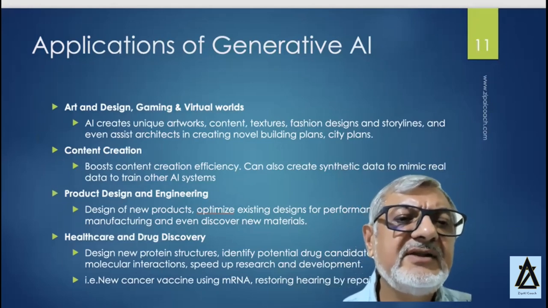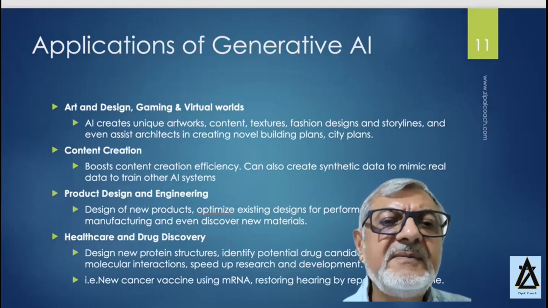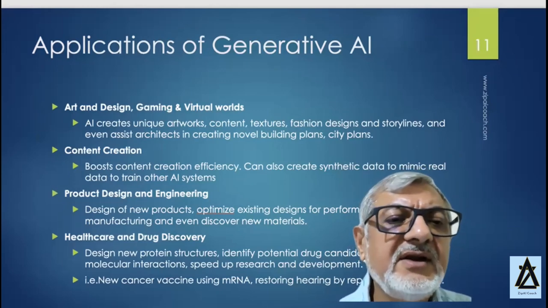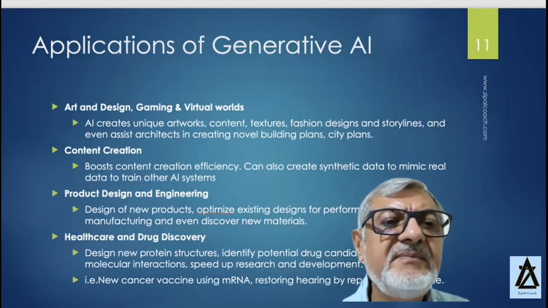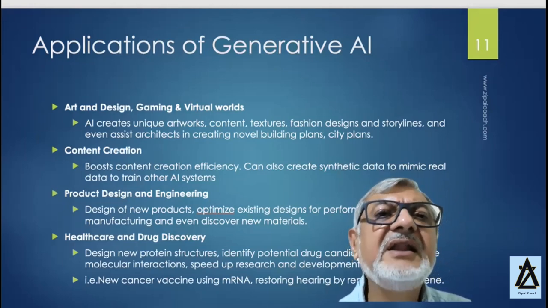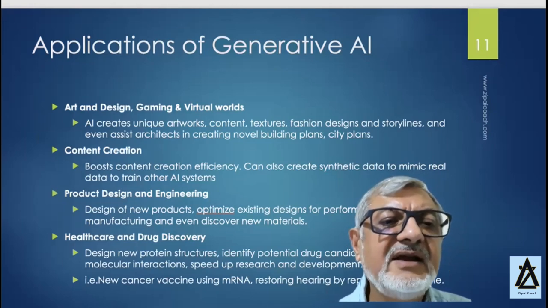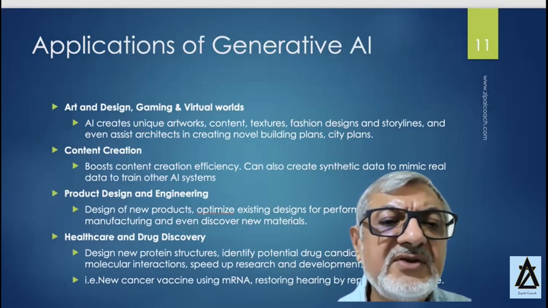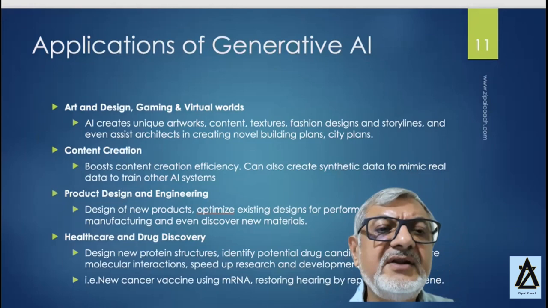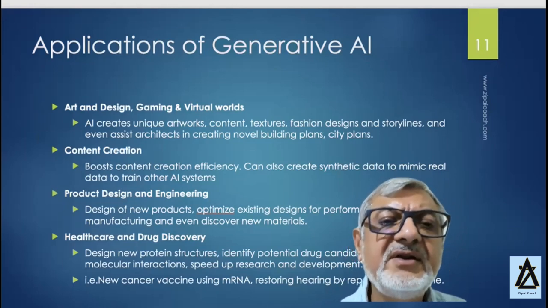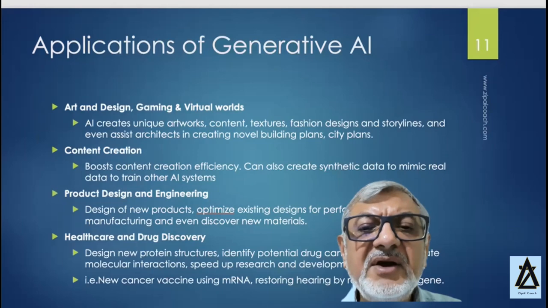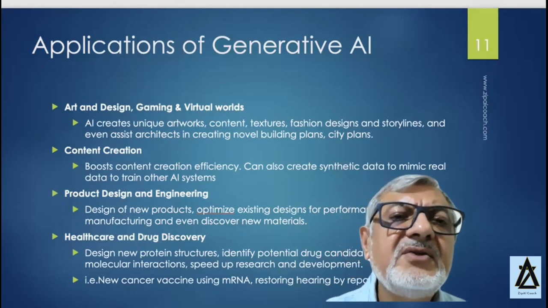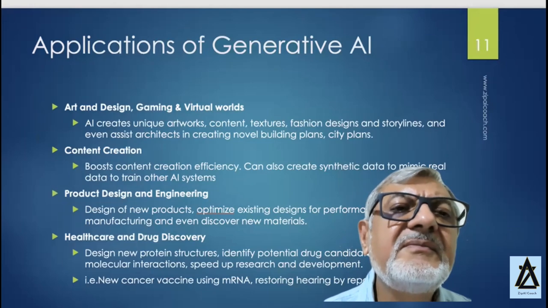Product design and engineering is another application of artificial intelligence, where one can optimize existing designs for performance improvement or design new products and discover new materials. Healthcare and drug discovery is another big area where artificial intelligence is being used. Using AI, you can create new protein structures, identify potential drug candidates, even create a cancer vaccine, or restore hearing by repairing a faulty gene. So these kinds of applications are being worked out.